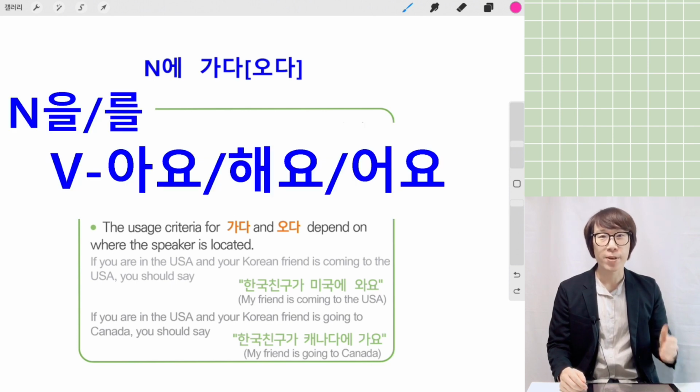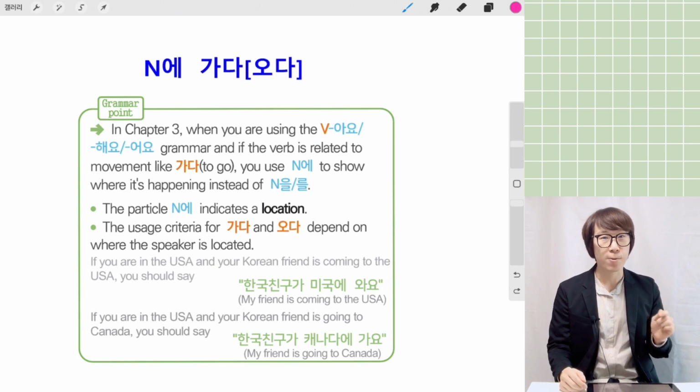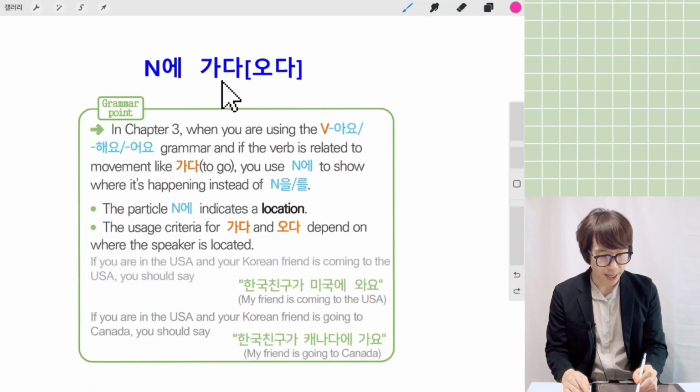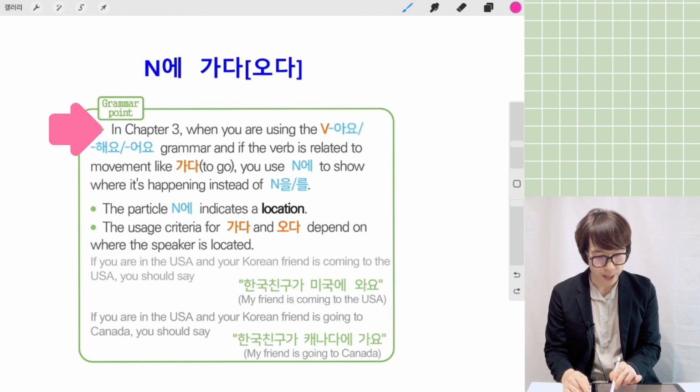Last time we studied the verb conjugation grammar 아요, 해요, 오요. This time we are going to study come and go, 오다 and 가다. Let's see how to use it. So here, 가다 is to go and 오다 is to come. Can you see here?